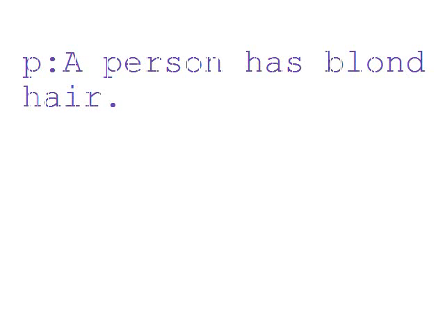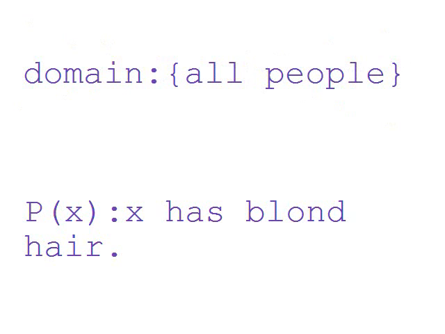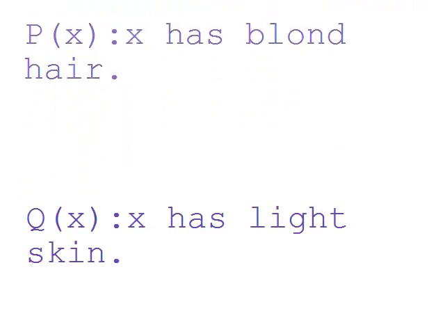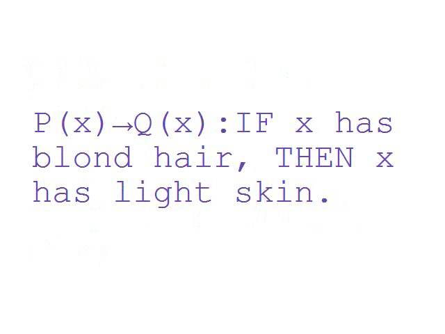Now often P or Q are not set statements. There's usually at least one piece of information to be filled in. Instead of saying P means a person has blonde hair, we instead say P of X means X has blonde hair. We can then set a domain, or possible values for X. In this instance, our domain might be all people. So using that particular P of X, we can also assign a Q of X, which might mean X has light skin. So the statement, if P of X, then Q of X, would mean if a person has blonde hair, then they have light skin.